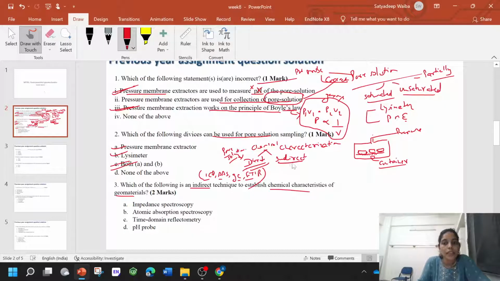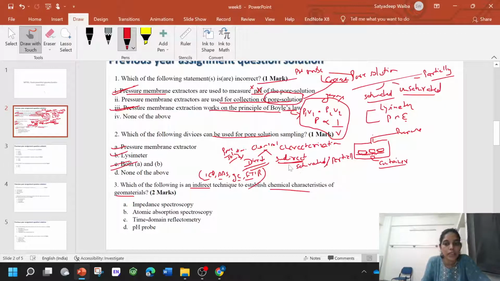Now what happens in indirect is that they are generally field methods. So in this method, in the indirect characterization, what you do is you don't take anything out of the system. You have a saturated soil or an unsaturated soil, whatever type of geomaterial you have, saturated, partially saturated, or unsaturated, it doesn't matter. Whatever you have, you directly put the instrument into that system and check the reading.